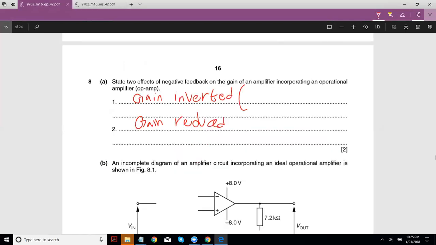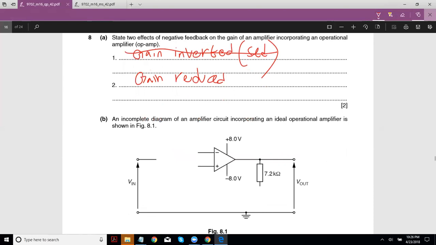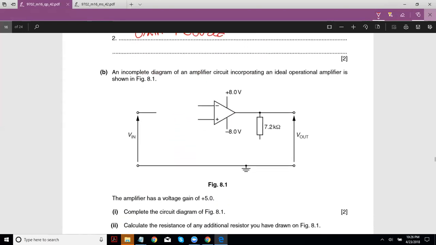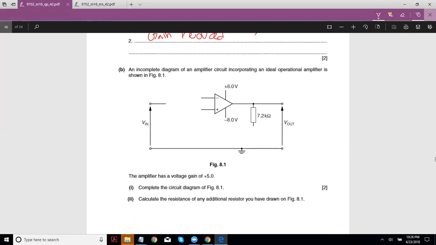That makes sense. And the reason why this was wrong is because gain is inverted when your V input is in the negative terminal. If the feedback is negative, that is non-inverting. That was our bad, right? अगर input जितना जा रहा है negative terminal में, फिर होगा like inverting. So ideal operational amplifier is shown in figure 8.